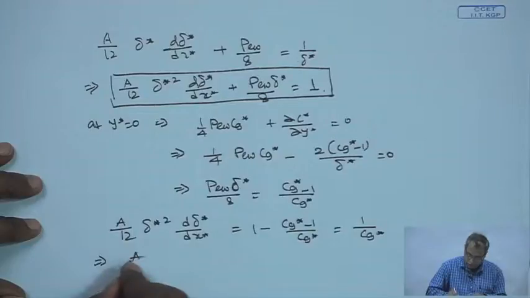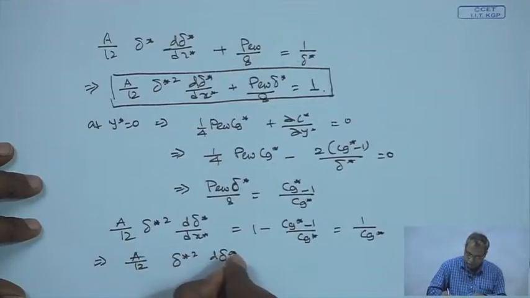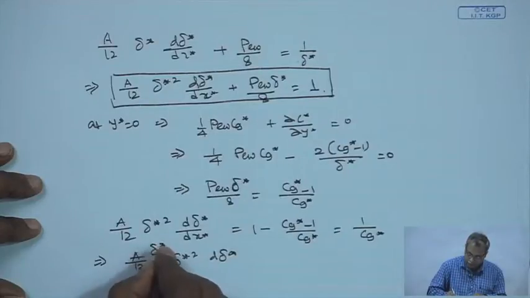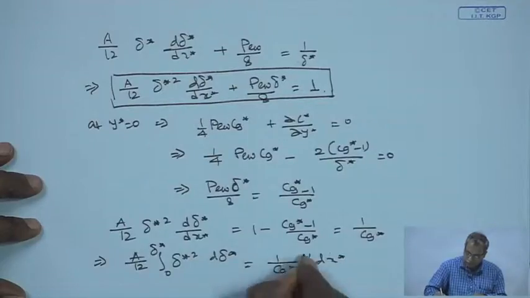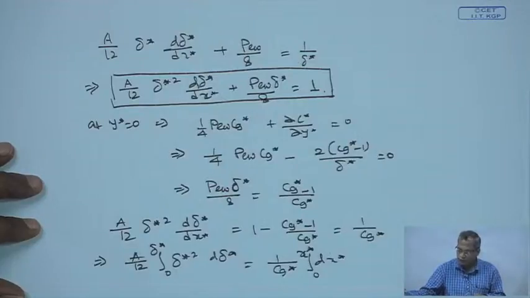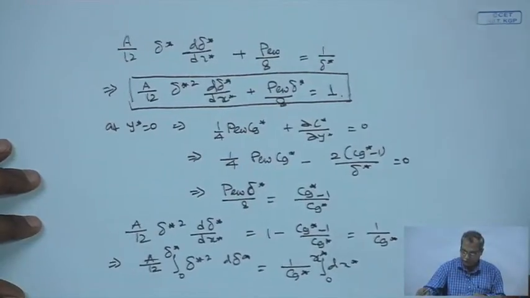So, a by 12 delta star square d delta star from 0 to delta star and 1 by C g star dx star from 0 to x star. That will be giving me an expression of delta star as a function of x star.